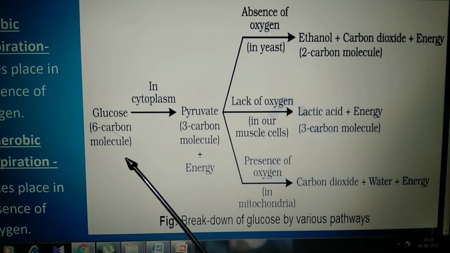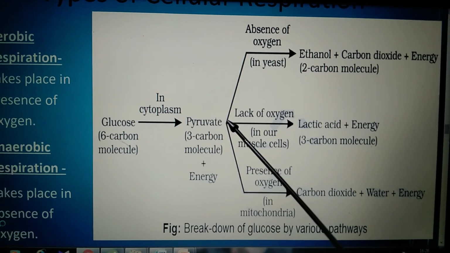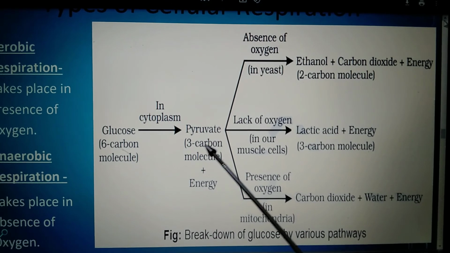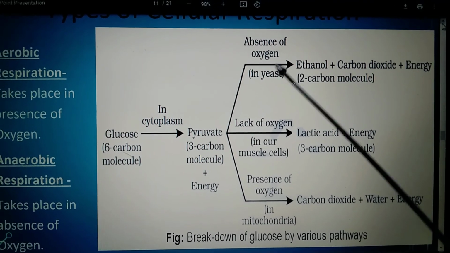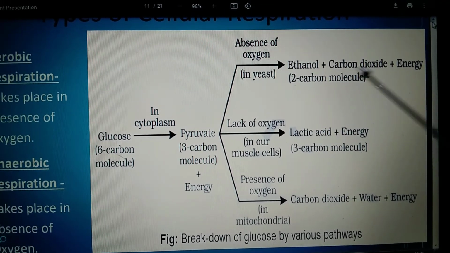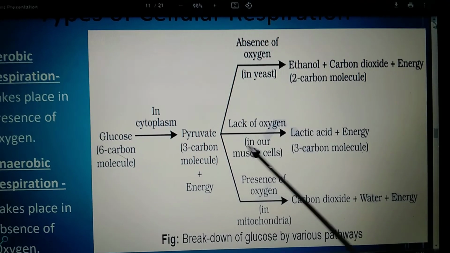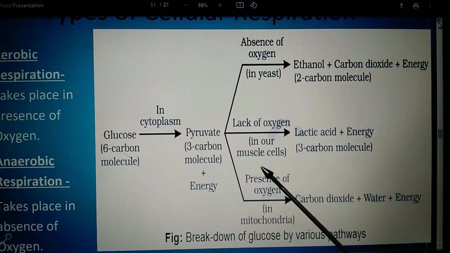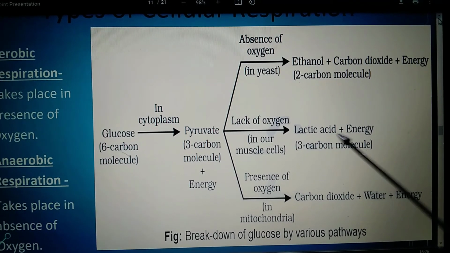So, the glucose that is formed in the cytoplasm is converted into pyruvate with the help of a process known as glycolysis. Then this pyruvate, in the absence of oxygen in yeast, results in the formation of ethanol, carbon dioxide and energy. And in humans, in the lack of oxygen, that is anaerobic respiration in our muscle cells, this pyruvate is converted into lactic acid and energy.